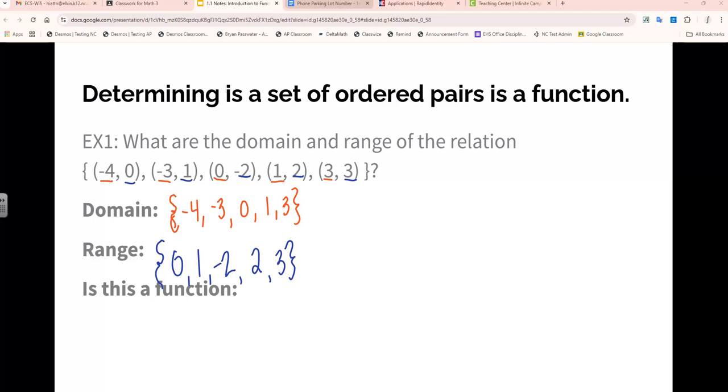Okay. Again, if there was one that's repeated, you're not going to list it twice. You'll just put it on that list once. So in this case, what we're looking for, all of the x values have to have their own y value. Now, they could all have the same y value. It could be -4, 0, -3, 0, 0, 0, 1, 0, 3, 0. The y's can be repeated, but the x's cannot. So is this a function? Yes.